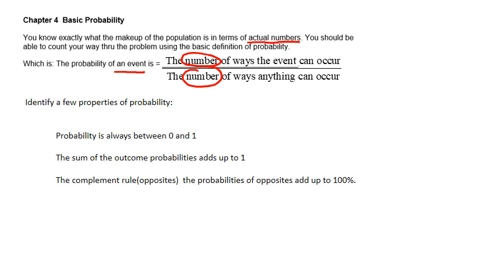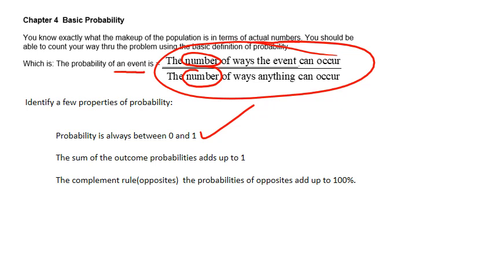One, it's always between 0 and 1. Okay? That's just based upon the definition up here. How can the numerator ever be larger than the denominator? How could the numerator or denominator be negative? When you add up the outcome probabilities, they add up to 1.